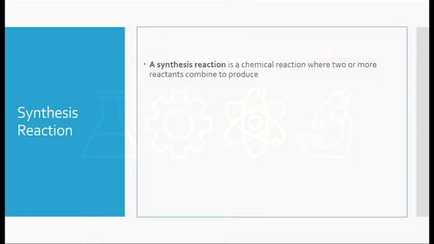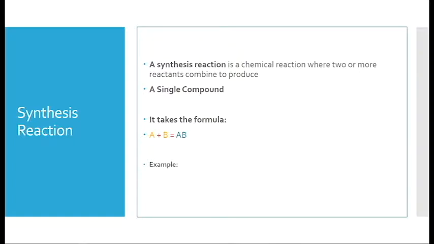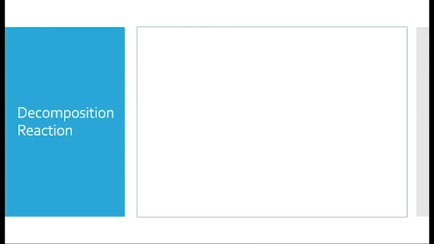A synthesis reaction is a chemical reaction where two or more reactants combine to produce a single compound. It's very important to understand that a synthesis reaction creates one compound, not multiple. It takes the formula A plus B equals AB, where A and B are two elements and AB is a final compound. An example of this is shown below. Oxygen and hydrogen are being synthesized together to create a hydroxide compound.